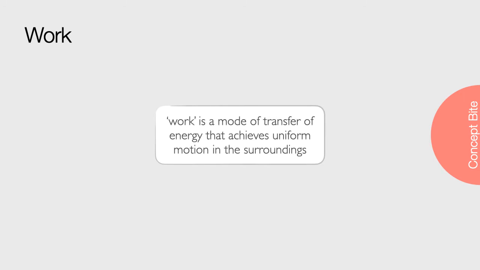In a thermodynamic sense, work is a mode of transfer of energy that achieves a uniform motion in the surroundings. There are many types of work, from raising a mass to powering a computer, but regardless of the type of work, the amount of work a system can do is independent of the type. Consequently, we usually model work in a thermodynamic sense with expansion work, the work of a gas expanding against an external pressure. This breaks down into two different examples, which will be described in this video: reversible and irreversible expansion.